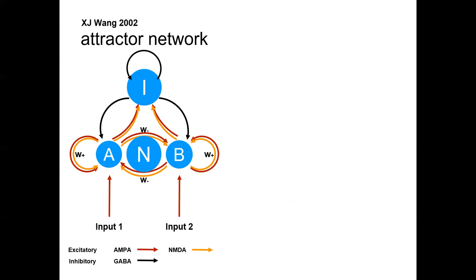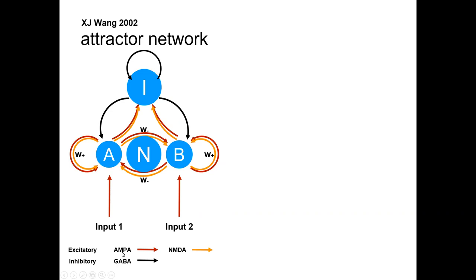So the work I'm going to introduce is based on Xiaojing Wang's paper in 2002, and in this attractor network, there are two groups of neurons. One group includes all the excitatory neurons, which I labeled as A and B here. So group A and group B neurons receive two inputs, and within this group, there are excitatory connections between them.